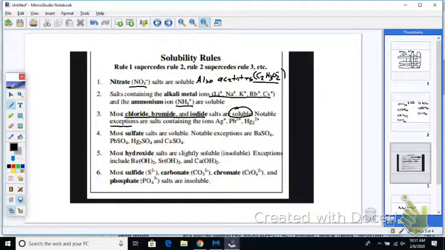There are some exceptions on 3 through 6. Here's the exceptions. If you have chlorine, fluorine, and iodine with one of these 3, you cannot do that anymore. They'll form a solid.